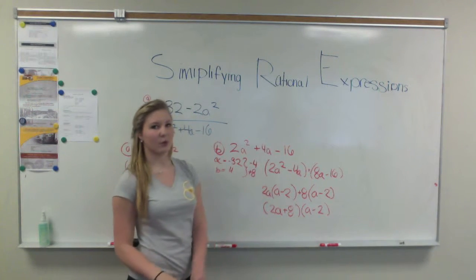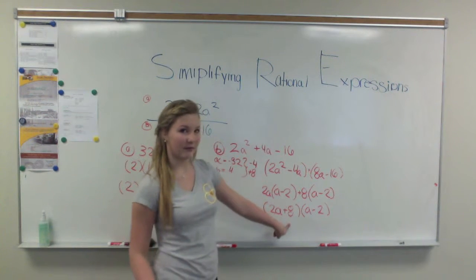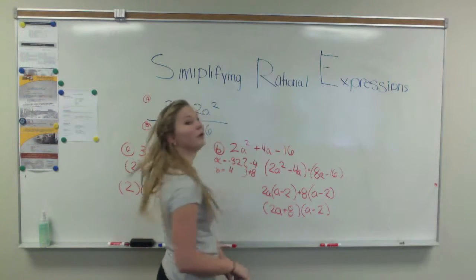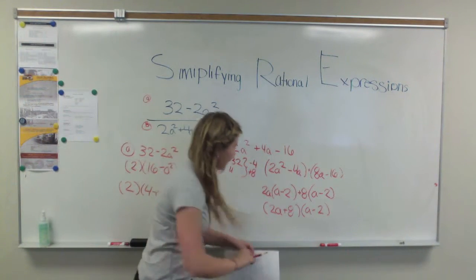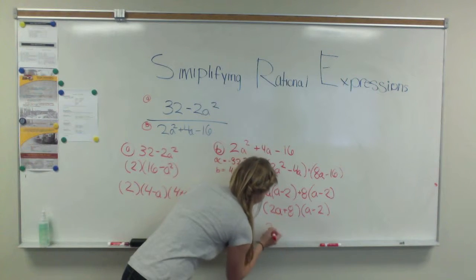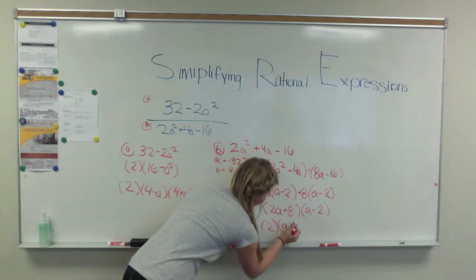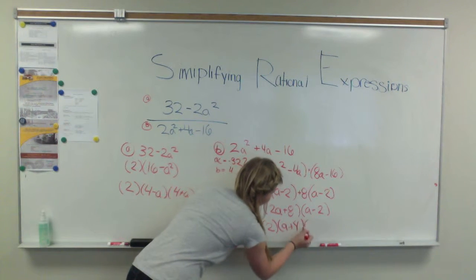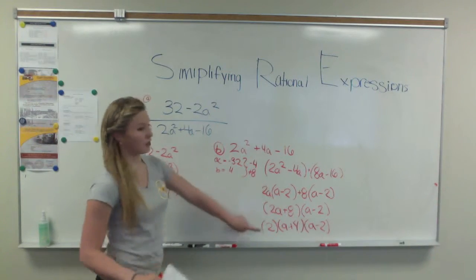Can we factor this anymore? Yes, we can, because 2a plus 8 has a common factor of 2. So we're going to factor it out even more by taking out a 2. So it will be 2 in their own bracket, and then a plus 4, and then we're going to have a minus 2. And this is going to be our denominator.